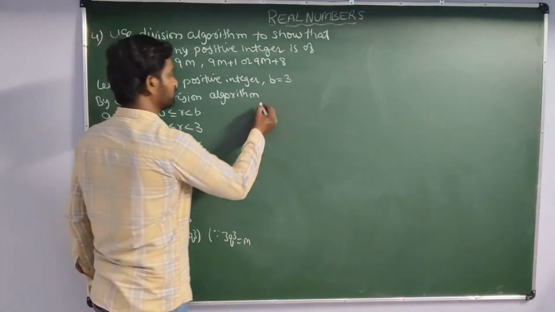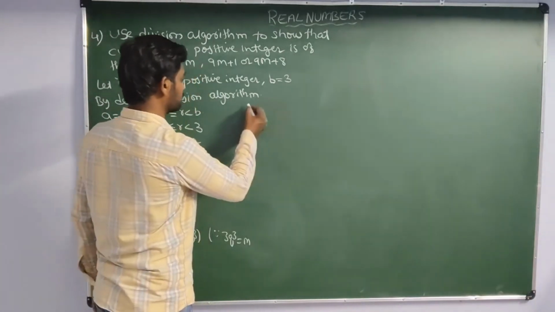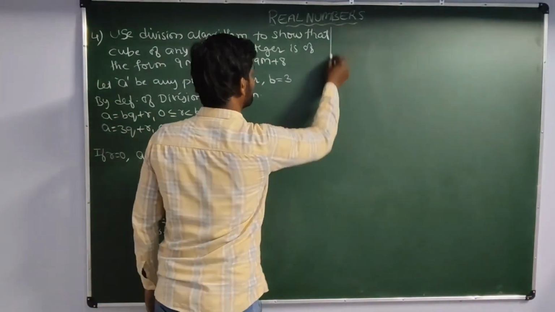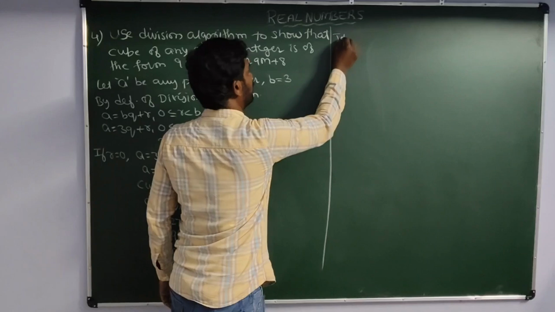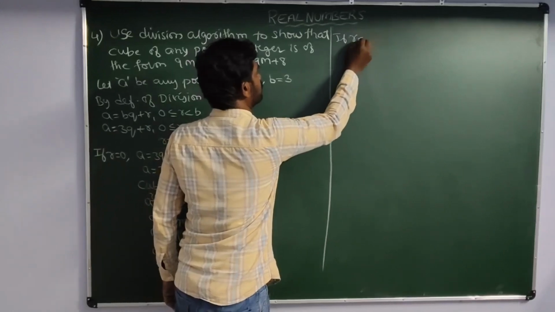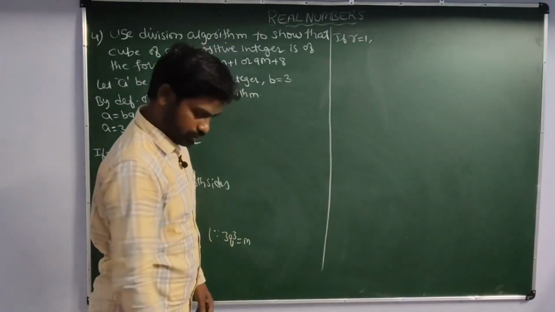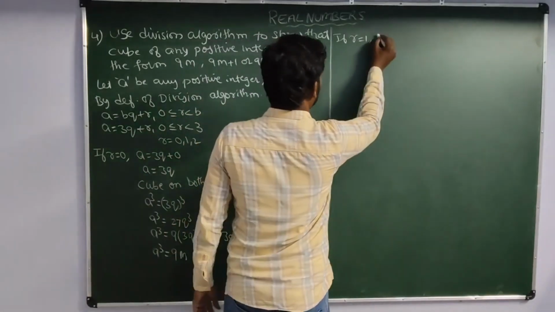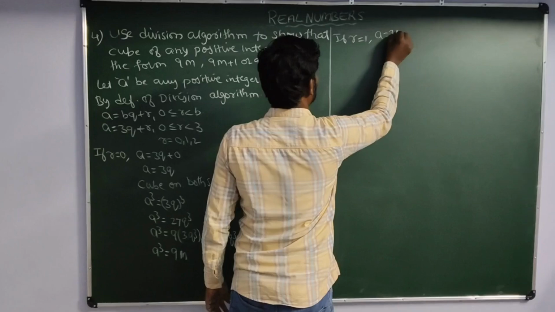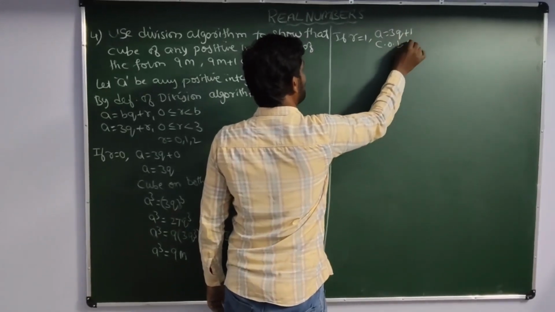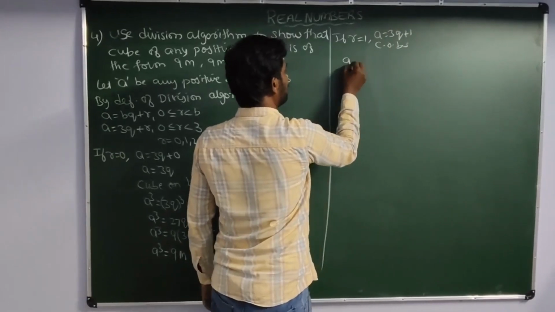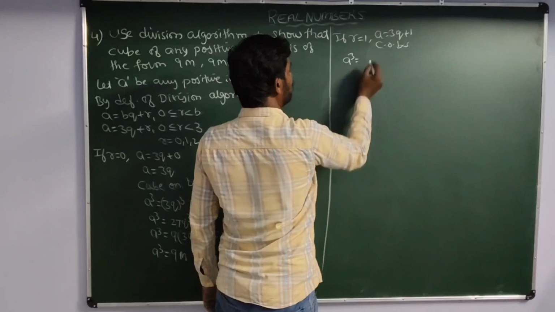In the same way, if r is equal to 1, then our equation becomes a is equal to 3q plus 1. Cubing on both sides, what does it become? a cube is equal to, what is the formula?